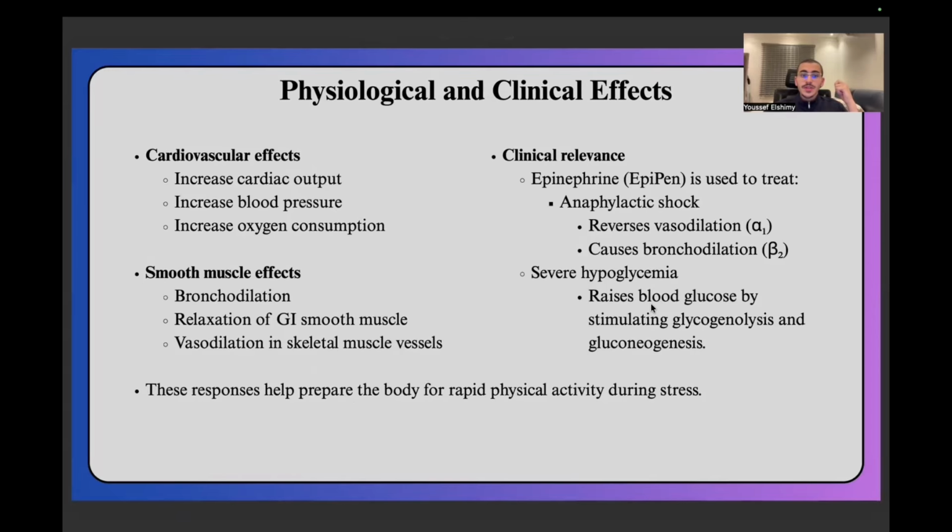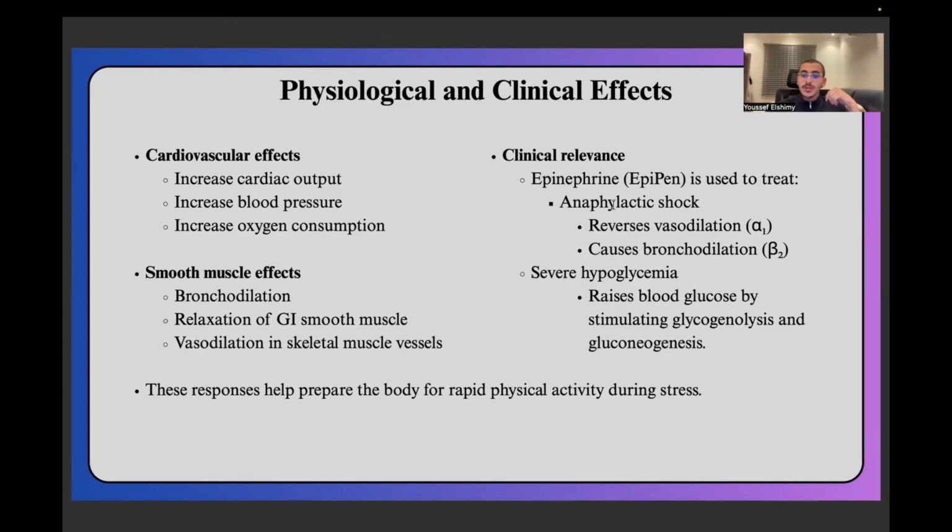Okay, cardiovascular effects: increases cardiac output, increases blood pressure, increases oxygen consumption. For the smooth muscle effects, it causes bronchodilation. It relaxes the GI smooth muscle. It causes vasodilation in skeletal muscle vessels. And these responses help prepare the body for rapid physical activity during stress.